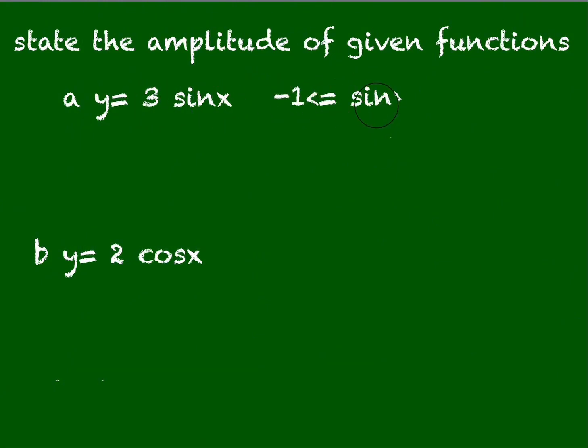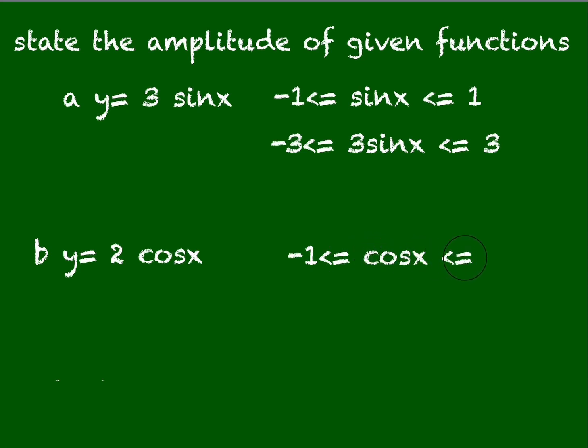As we know, the sine function ranges between -1 and 1. The amplitude of the function y = 3 sin x is obviously 3, as multiplying the sine function by 3 stretches its range from -1, 1 to -3, 3. For a sine or cosine function, the absolute value of the coefficient of the function determines the amplitude. For y = 2 cos x, the amplitude is 2. It stretches the range of the cosine function from -1, 1 to -2, 2.